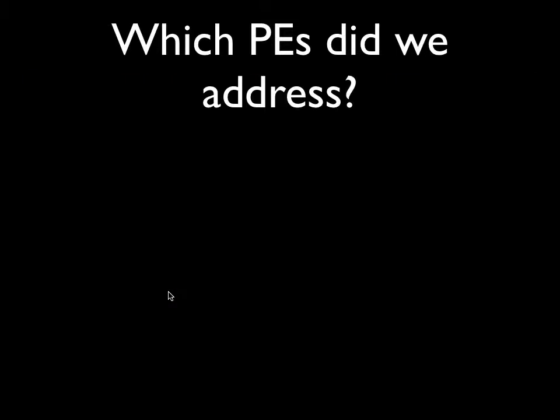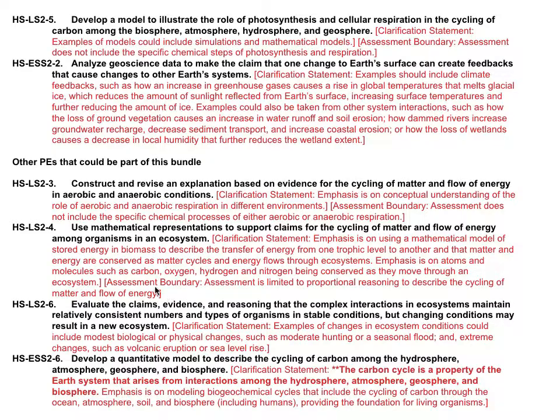You might be wondering, well, which PEs did we address? Well, there's actually quite a few. There's two here that I'm going to highlight at the top. HS-LS2-5, develop a model to illustrate the role of photosynthesis and cellular respiration in the cycling of carbon among the biosphere, atmosphere, hydrosphere, and geosphere.